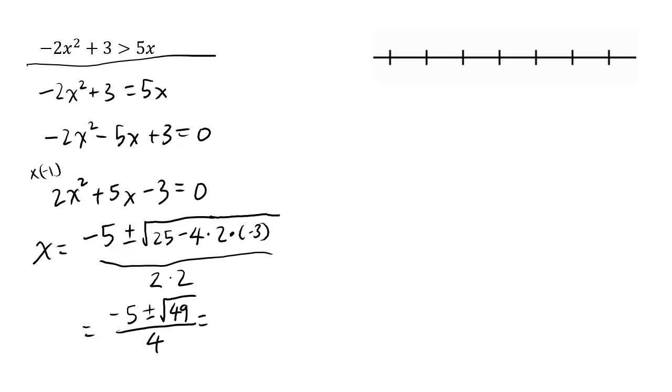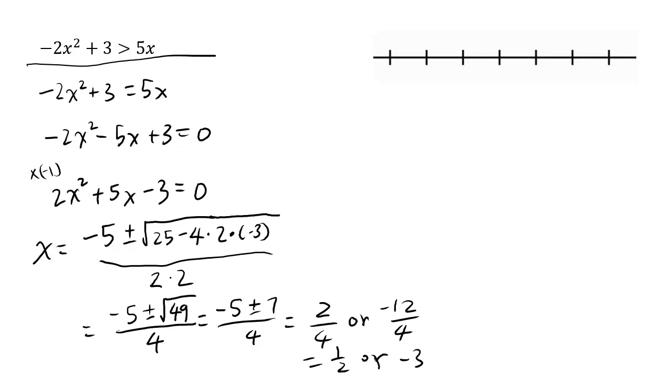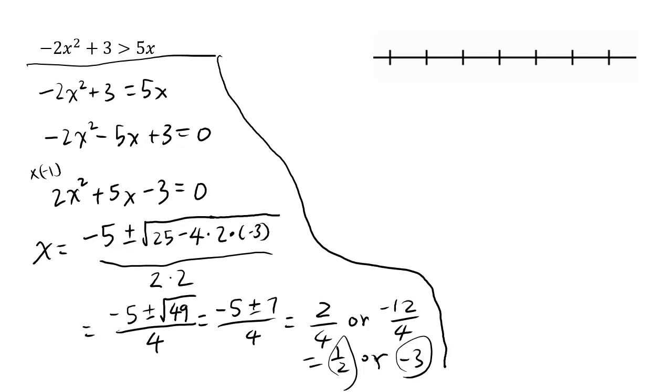So we have -5 plus or minus 7. And that means when you add 7, that's positive 2 over 4, or -5 minus 7, that's -12 over 4. This is 1/2. And -12 divided by 4 is -3. So we have the two solutions, 1/2 and -3, but that's not what the question is asking. It's asking you to solve this inequality. So let's put that on the number line.